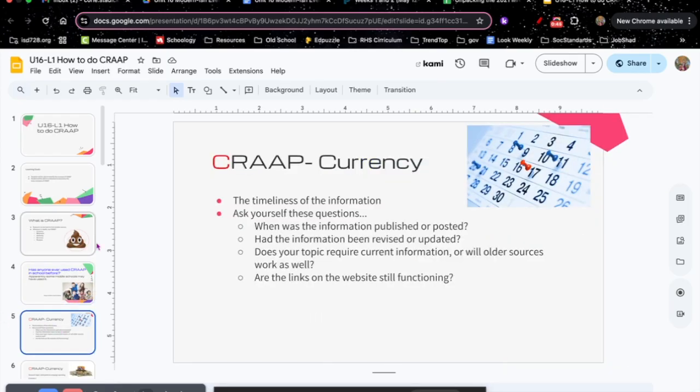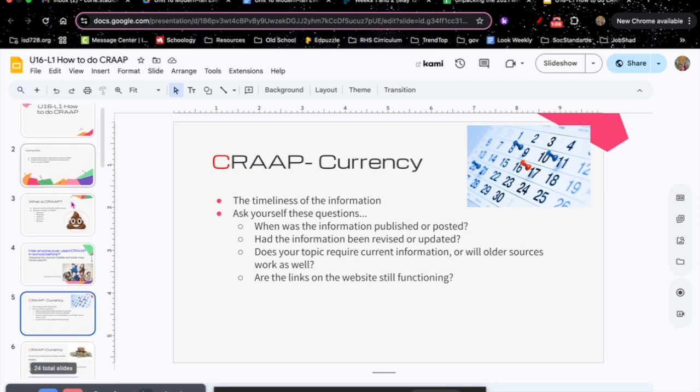All right, so let's start with C, currency. That is the timeliness of information. Whenever in doubt, ask these questions. When was the information published or posted? Had the information been revised or updated? Does your topic require current information, or will older sources work as well? Are the links on the website still functioning?